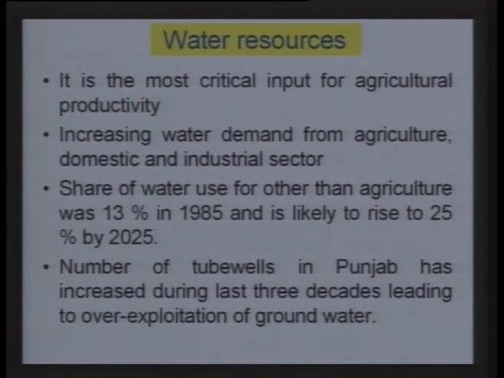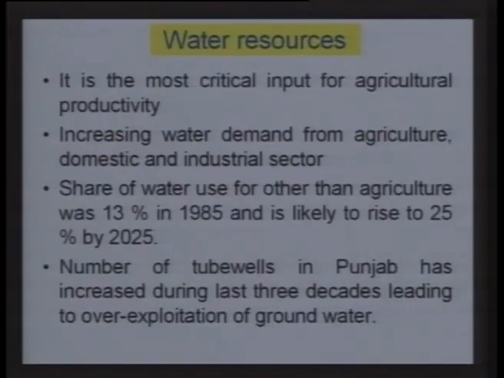So water resource is the most critical input of agricultural productivity, as we all know. We also observe that there is increasing water demand from agriculture, domestic and industrial sectors. So from all fronts there is an increasing demand for water, and the share of water use for other than agriculture, which was 13% in 1985, is likely to increase to 25% in 2025. So from other uses, the demand is going to grow, and that will have an impact on the amount of water which will be available for agricultural purposes.